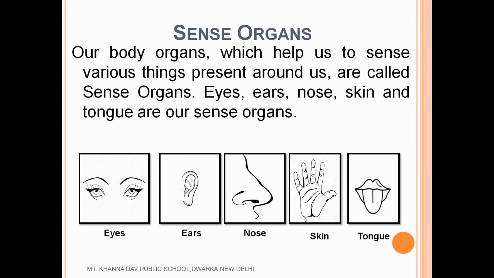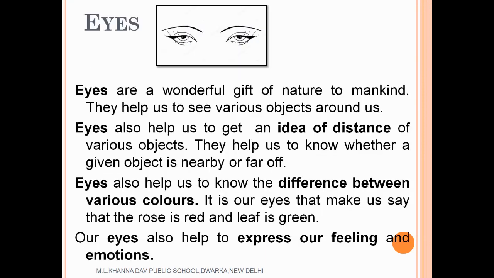Our body organs which help us to sense various things present around us are called sense organs. Eyes, ears, nose, skin and tongue are our sense organs. Look at the pictures given here. Let us learn more about sense organs one by one. First sense organ is eyes.